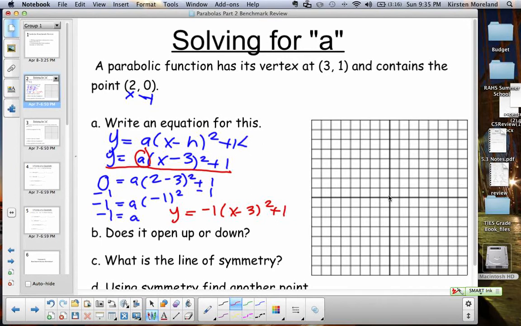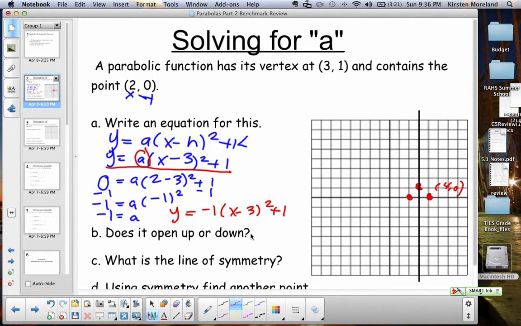So I know the vertex is at (3, 1), and the other point it contains is the point (2, 0). The axis of symmetry is going through that vertex right here at (3, 1). So there's my axis of symmetry. So to find another point, all I have to do is reflect this point across the axis of symmetry. So it's 1 away over here. I go 1 away on that side, and that's now the point (4, 0).